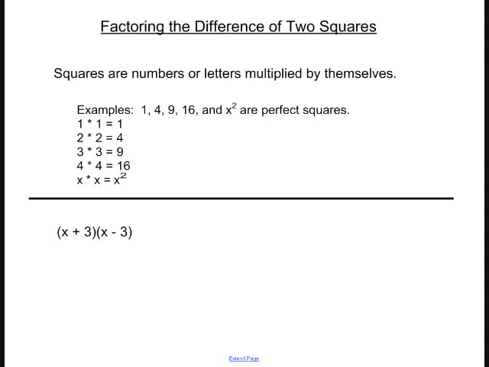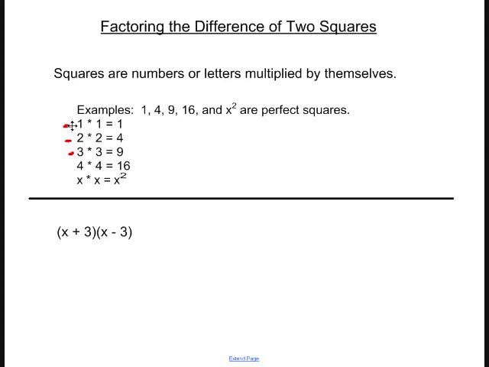And if you look below that, we've got 1 times 1 is 1. 2 times 2 is 4. That's what makes it a perfect square, 2 times 2, a number multiplied by itself, makes the square, which is 4. 3 times 3 makes the square, which is 9. 4 times 4, 16, and x times x is x squared. So what we're going to be doing is we're looking for situations where we have two perfect squares that are being subtracted from each other.